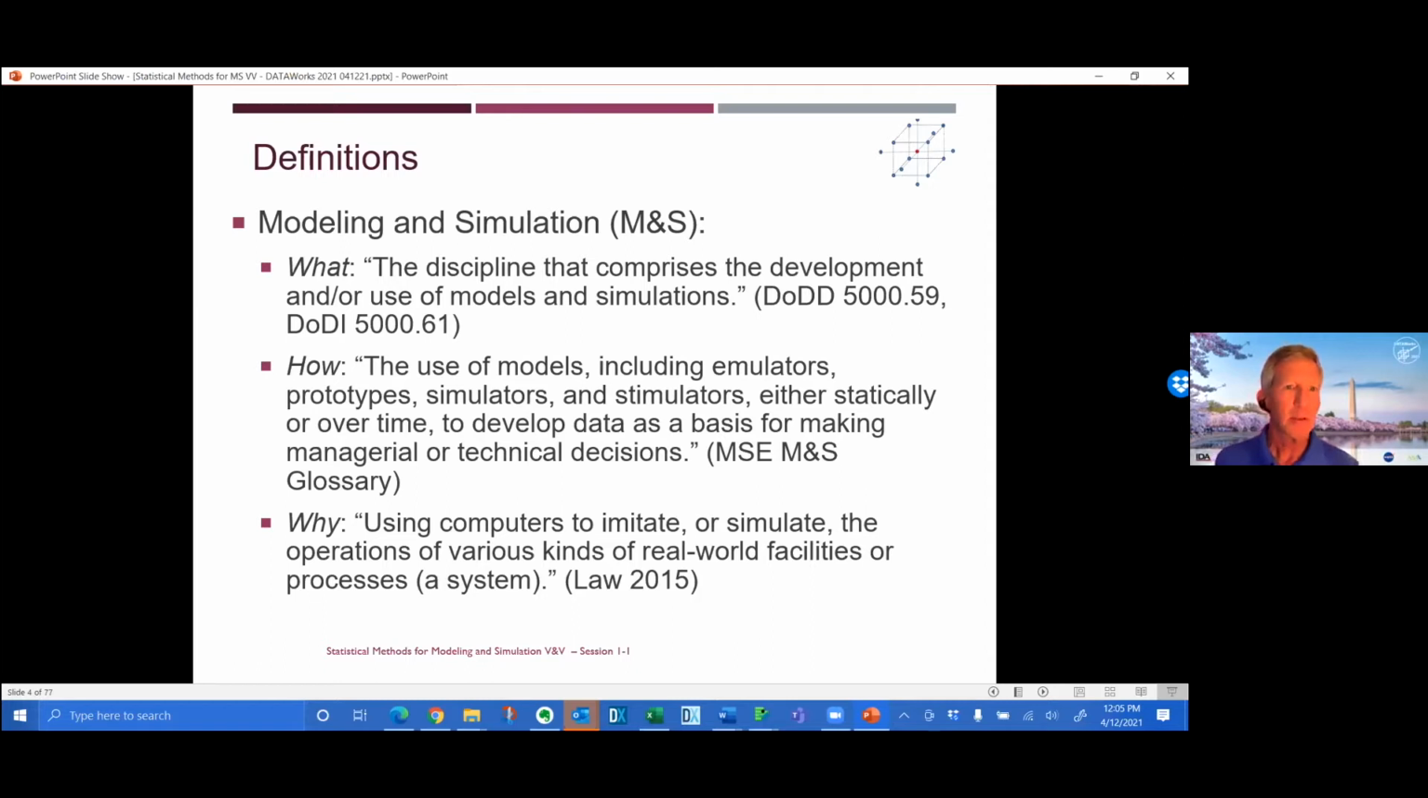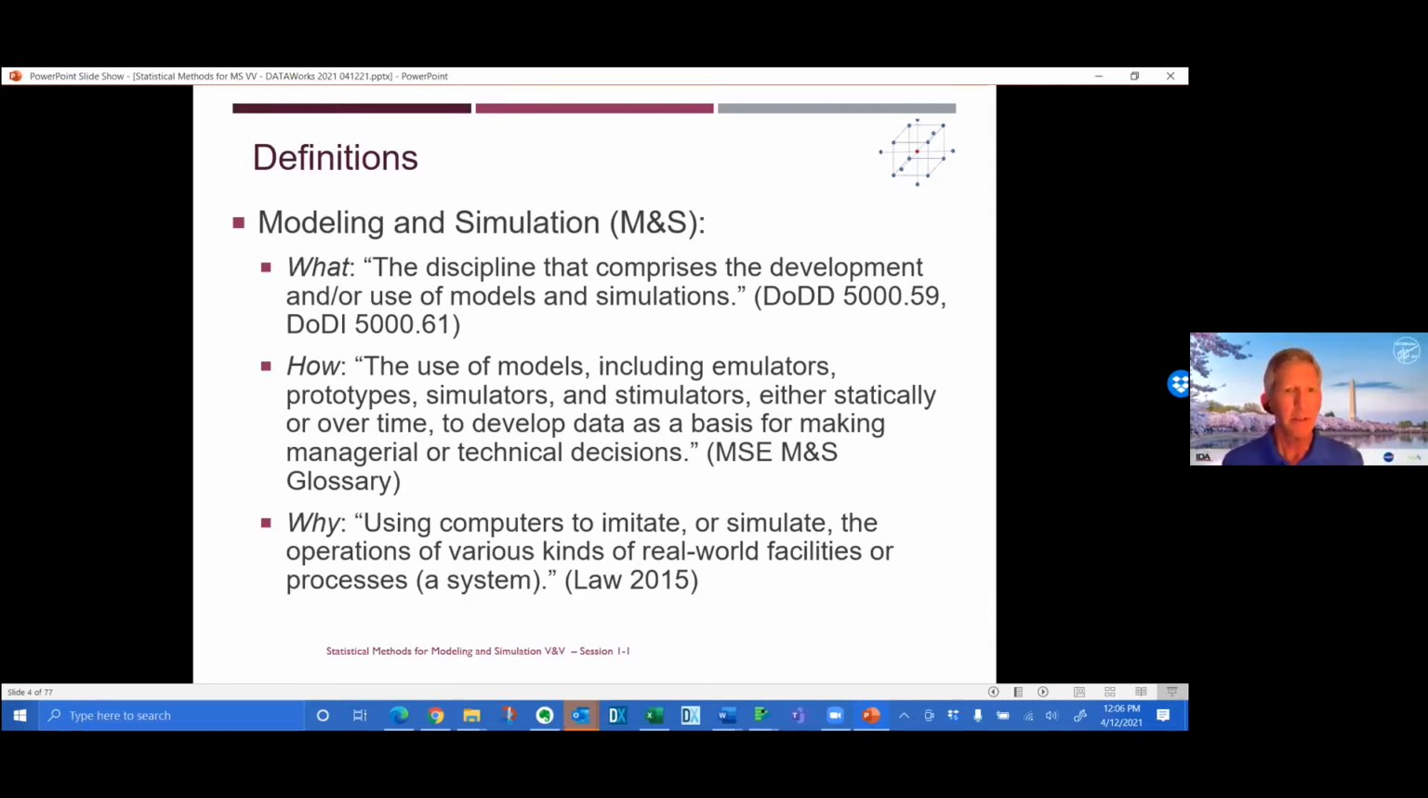Right? But that's sort of the what. The how is really talking about using models, including what we'll be talking about here as well, emulators, prototypes, simulators, as well as stimulators. So on the front end, trying to interrogate the underlying factor space or input space, if you will, while using stimulators, either statically or over time dynamically, trying to develop data for making important informed decisions, right? So that's really the how part of it.